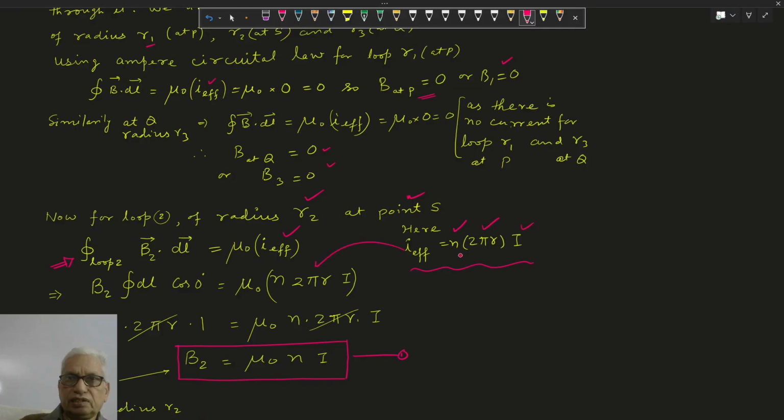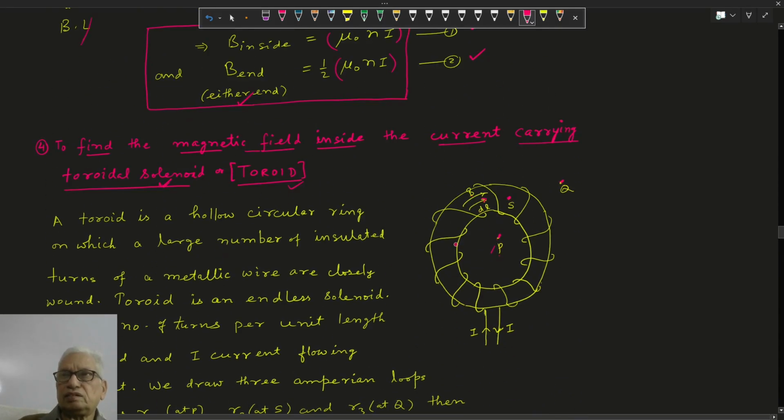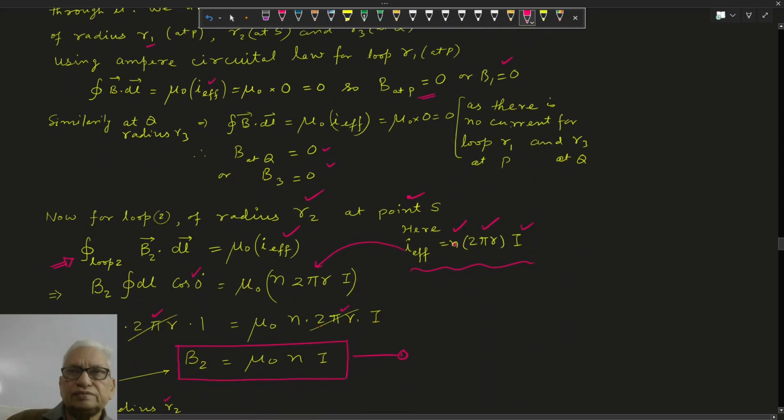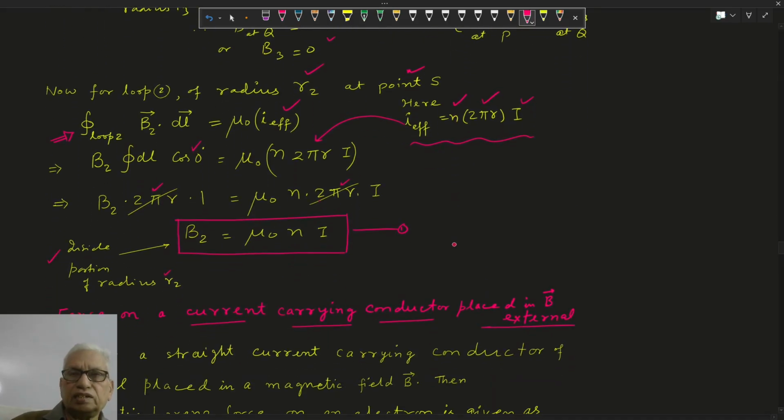Put the value here: I effective, B dl and cos 0 is 1, and dl becomes 2 pi r. So this 2 pi r cancels out. B2 will be mu naught NI inside the portion of radius R2 at point S. So the magnetic field will be only in this portion, and not at P, Q or anywhere else; it will be only inside the solenoid. This way we get the magnetic field inside as mu naught NI.